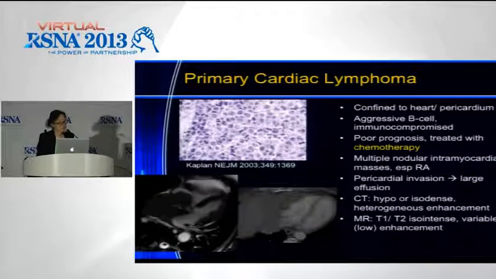Similar to the angiosarcoma, we might see a nodular mass, particularly within the right atrium. We can get diffuse infiltration of the pericardium, leading to a large effusion and potentially tamponade. At CT, they're hypo or isodense, and they demonstrate heterogeneous enhancement. At MR, they're fairly isointense to myocardium, and they tend to demonstrate low-level enhancement.